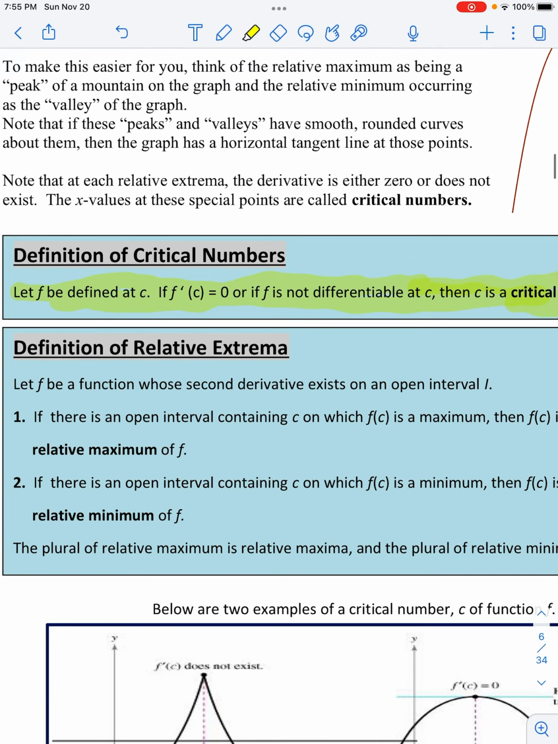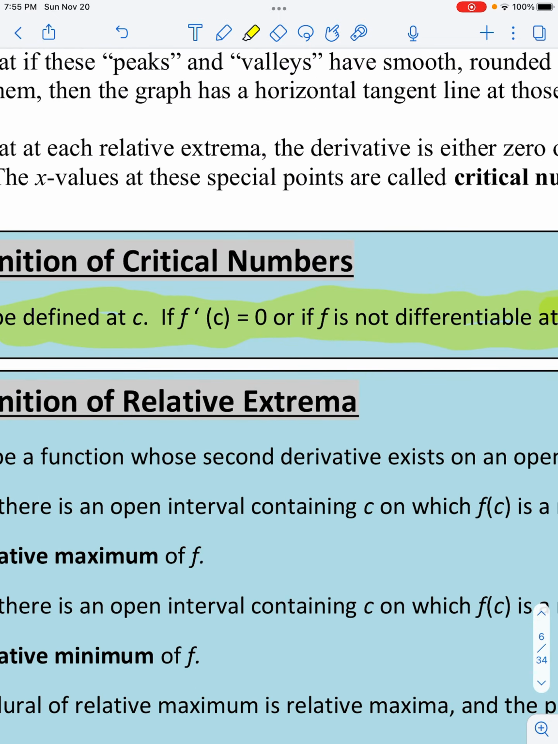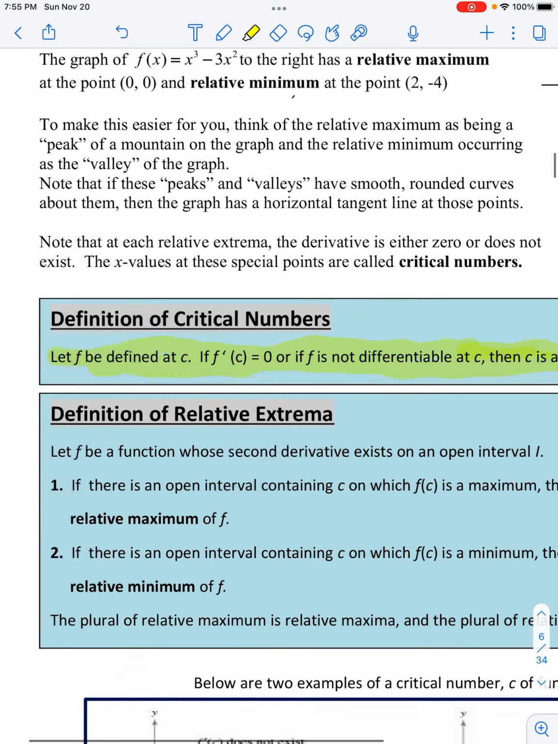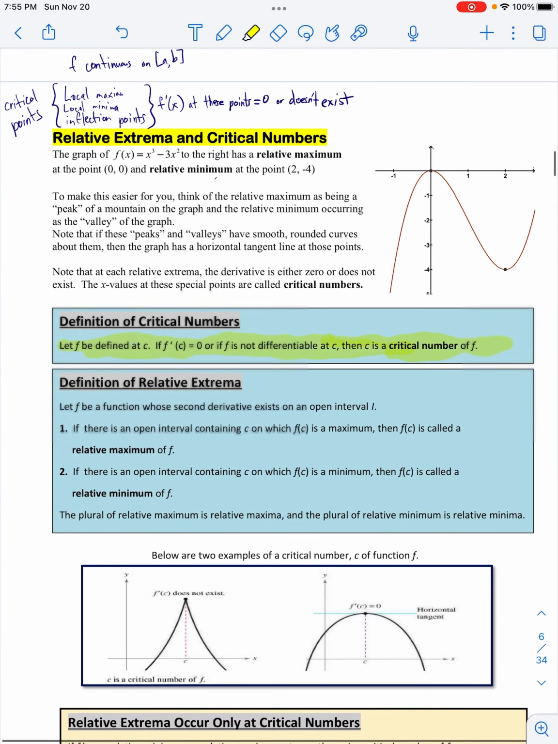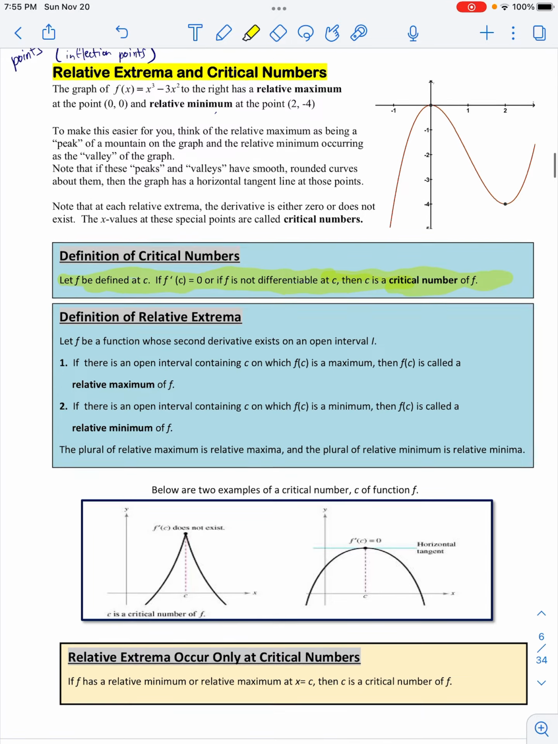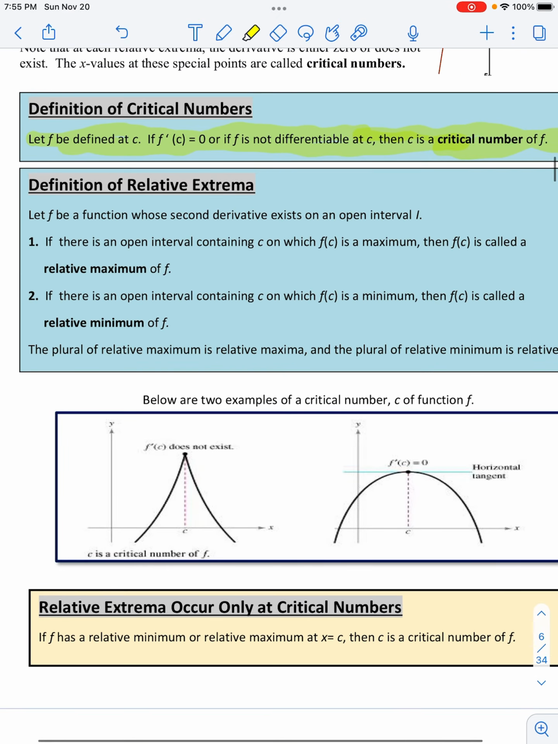So if they ask you on the AP test to find the critical numbers of a function, you take its first derivative, you set it equal to 0, or you see where the first derivative doesn't exist, okay? If at any point it equals 0 or doesn't exist, then that point is a critical number, okay? Good. Okay. Definition of relative extrema. Yay! Yep, so here it is.